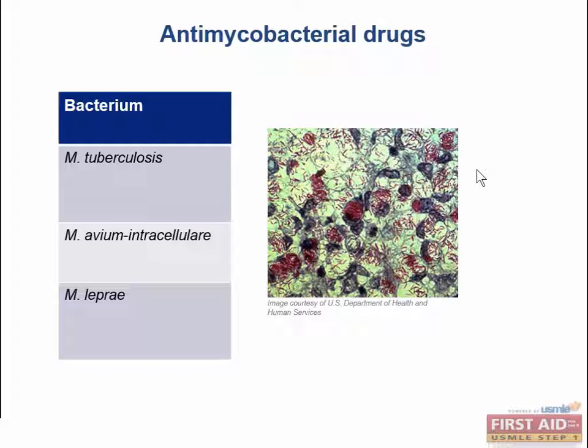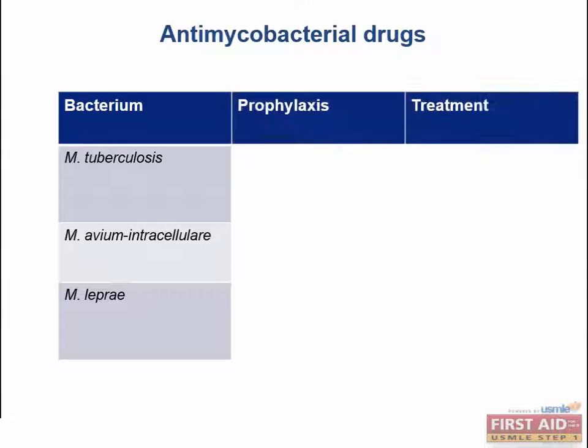Do you remember what cell in the body is infected by Mycobacterium leprae? It's the Schwann cell of the peripheral nervous system. And what disease does Mycobacterium leprae cause? Well, it causes leprosy. Very good. And remember, there are two forms of leprosy, the tuberculoid and lepromatous forms. An important thing to know about antimycobacterial medications is that they are both used to treat and prevent infection prophylactically.